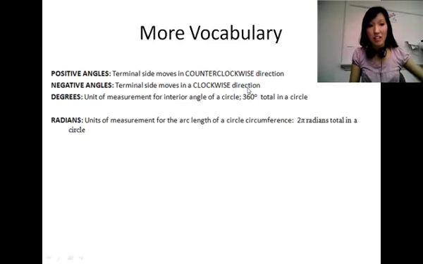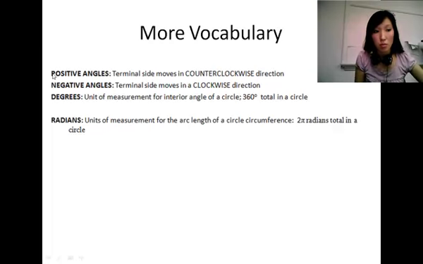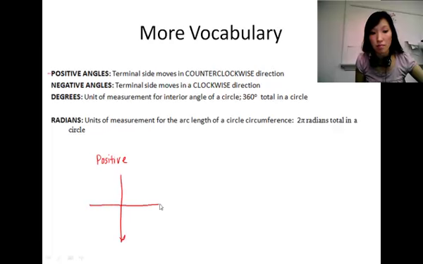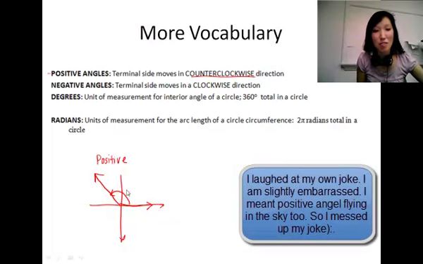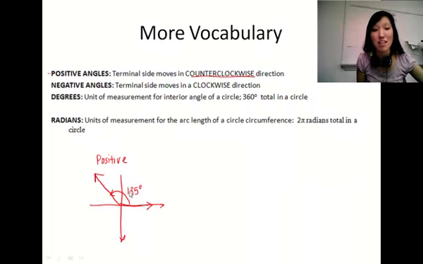More vocabulary. These ones are probably a little new. Positive angles, when we're talking about the standard position of angles: you have your axes, and again you have your initial side sitting on the positive x-axis, and a positive angle is going to move counterclockwise. Think of a positive angle as flying in the sky. So that would be approximately, we'll say, 135 degrees, and that's positive.